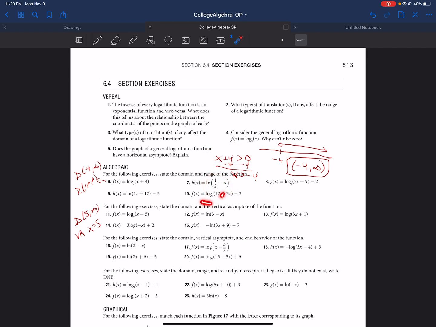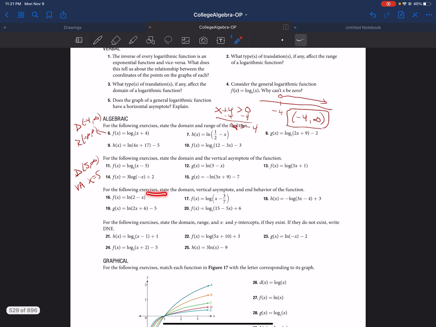But if you've pulled out a negative and made it negative 1/2 plus x, you could see that it's negative x minus 1/2. And so it's moved right a half, and it's flipped that way. So then the domain, you could say, is negative infinity to 1/2, and the range would still be negative infinity to infinity.